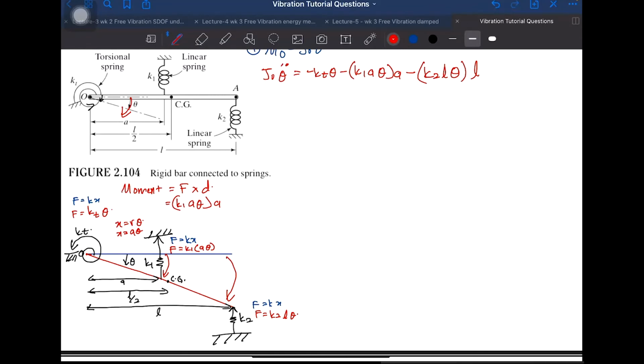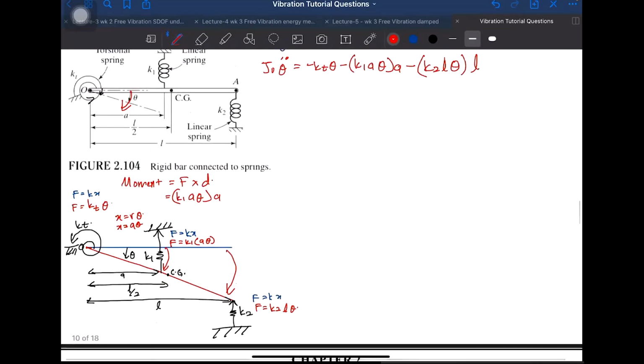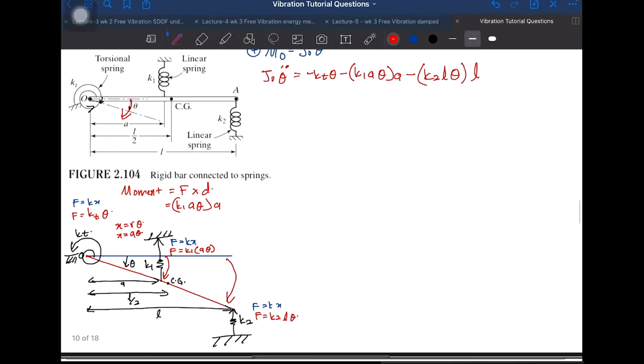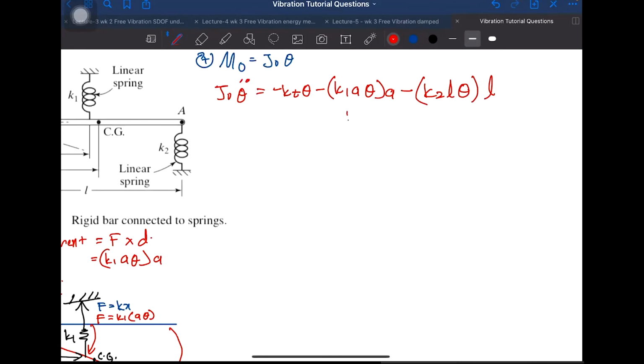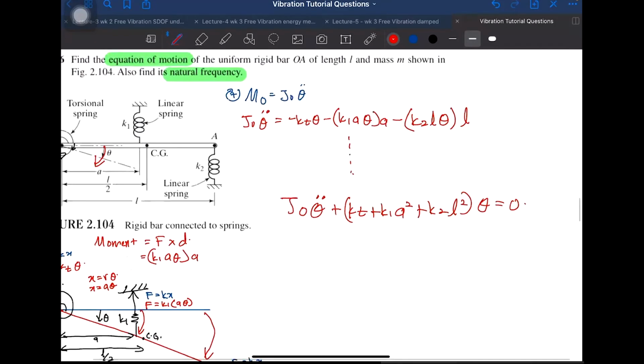The class is nearly finished, so I'm going to speed this up. I'm going to send the full solution inside the channel. So you solve this, and in the end, you'll get your answer to be J naught theta double dot plus (KT plus K1A square plus K2L square) theta equals to 0.